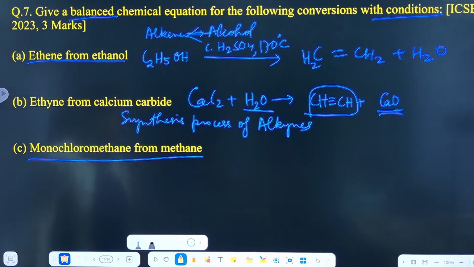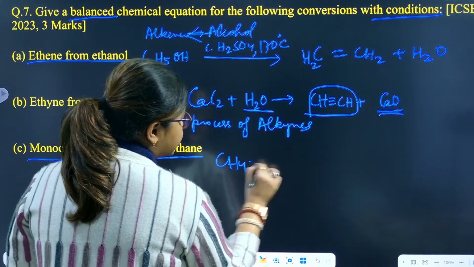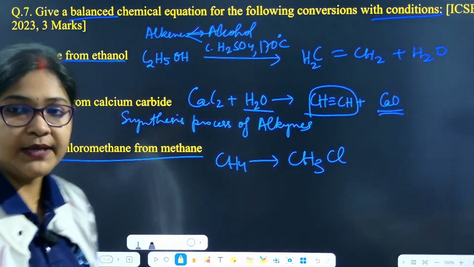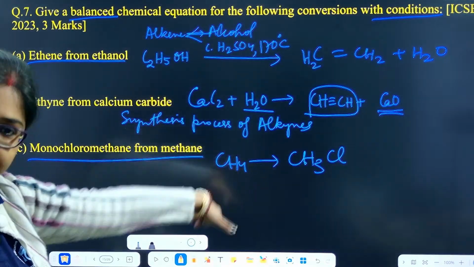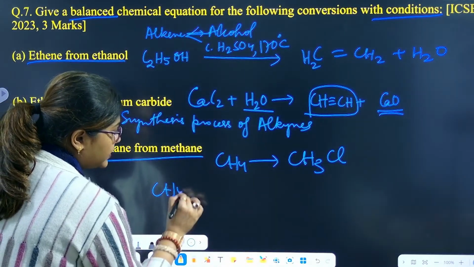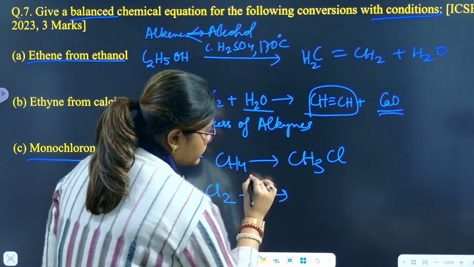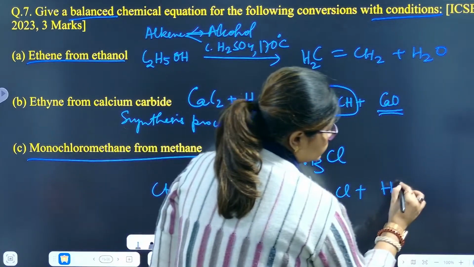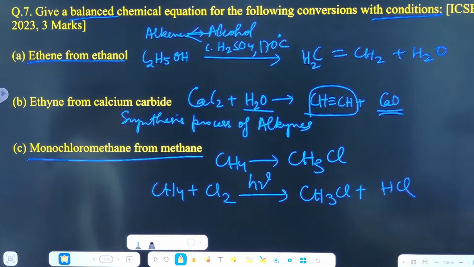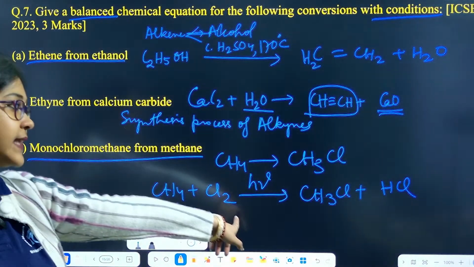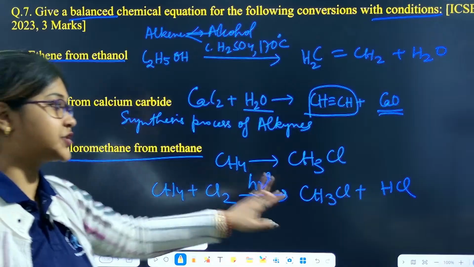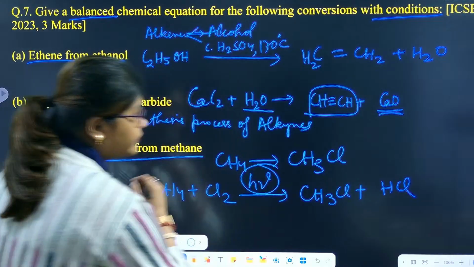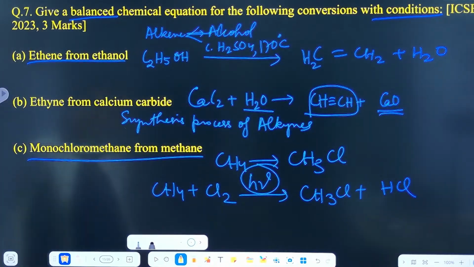monochloromethane from methane. So methane से you have to obtain monochloromethane. That means substitution reaction, right? So methane will react with chlorine to give me monochloroethane. Okay, so this is methane reacting with chlorine, giving substitution reaction to give monochloroethane and hydrochloric acid in presence of light. This is the condition.